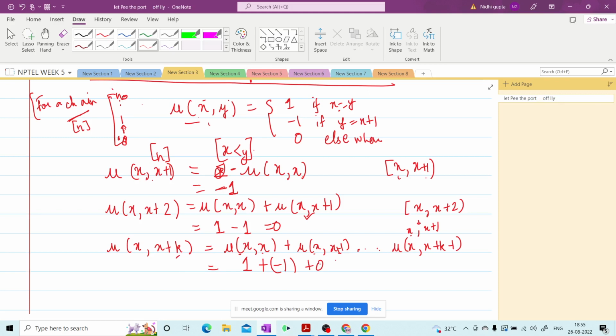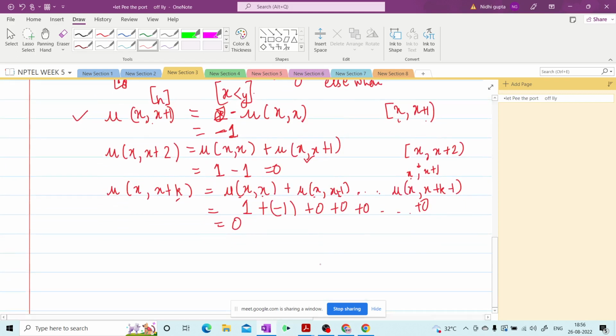So we see that this will be plus 0 0 0, which will be 0. So for chains we see our Mobius function turn out to be this. Now our A part was basically, you have to find the Mobius function of A, pKa.